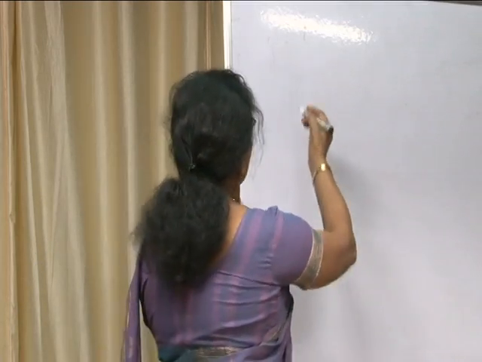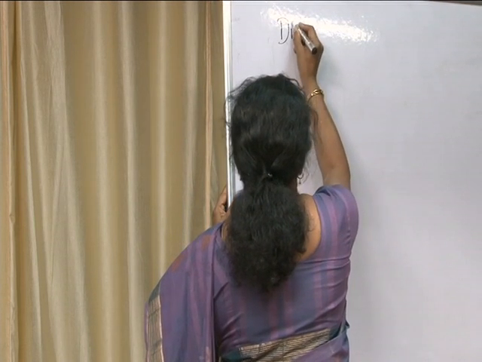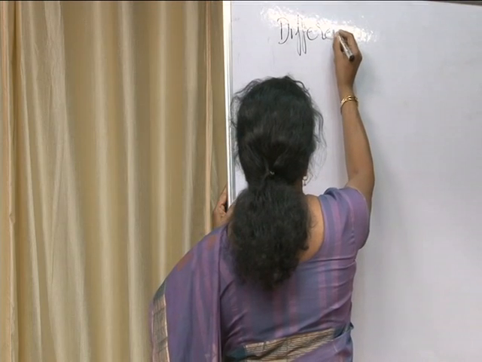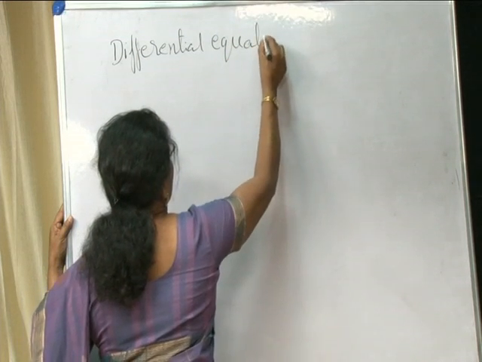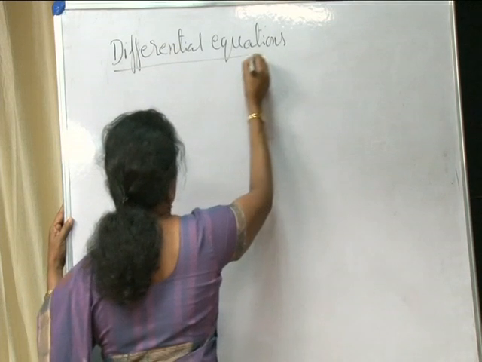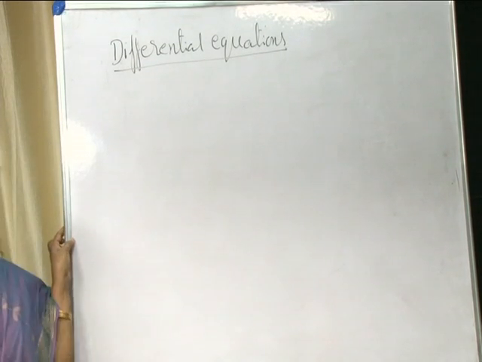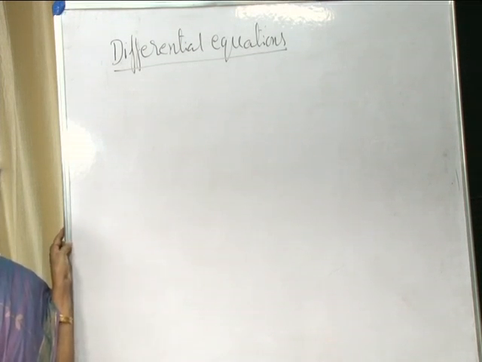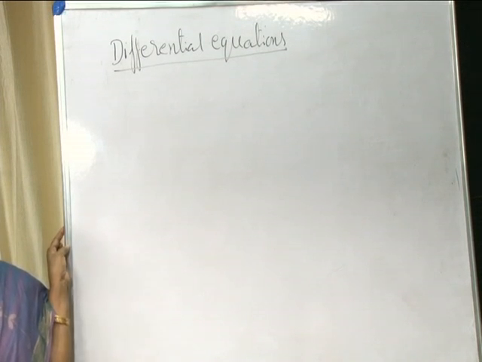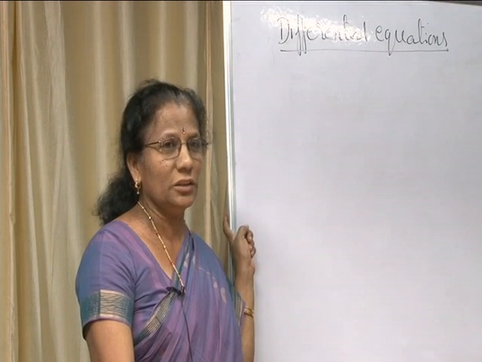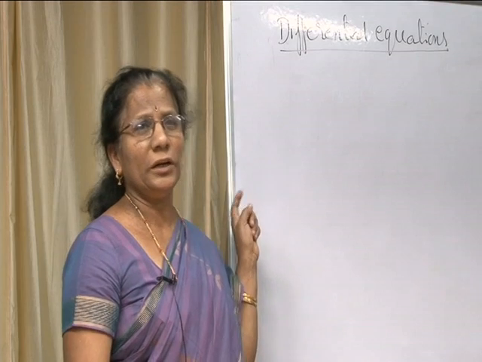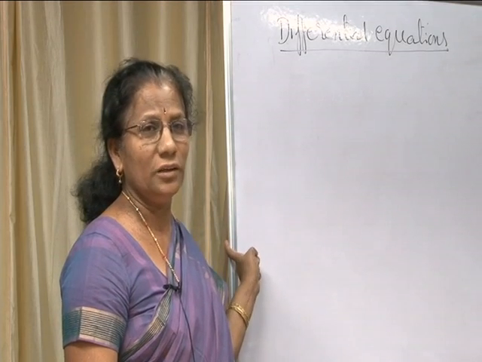Differential equations. You know it very well what is meant by equation. So, differential equation: an equation in which derivative is present along with dependent and independent variables is called differential equation.